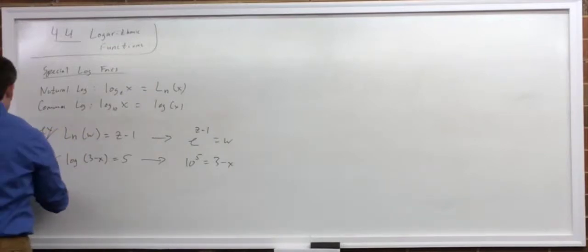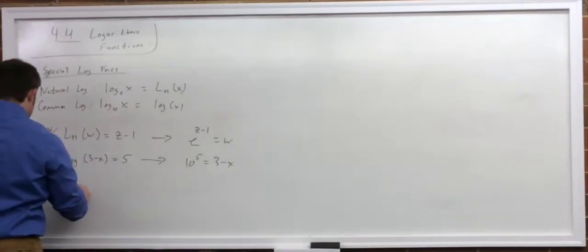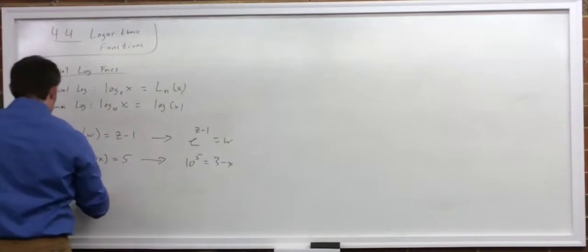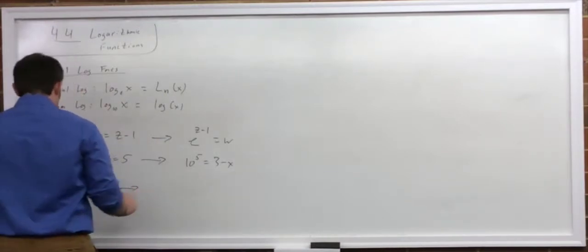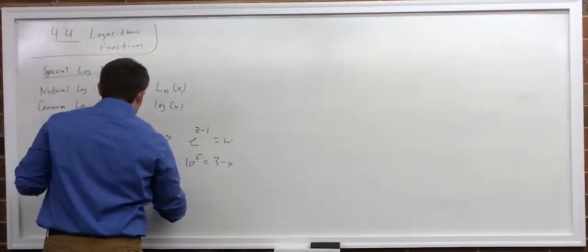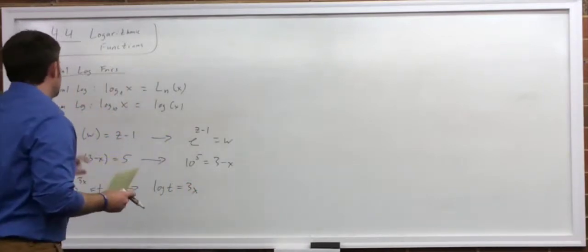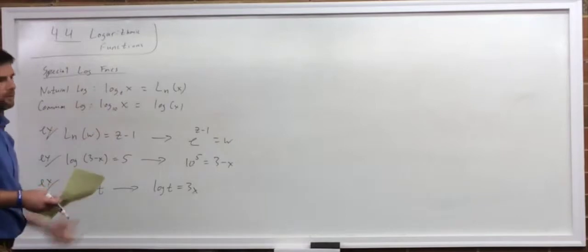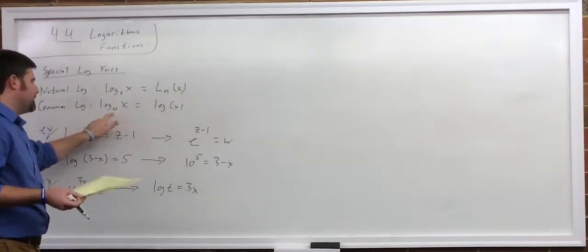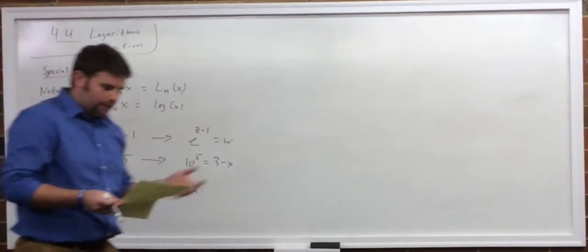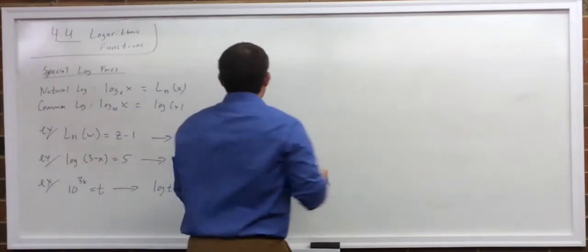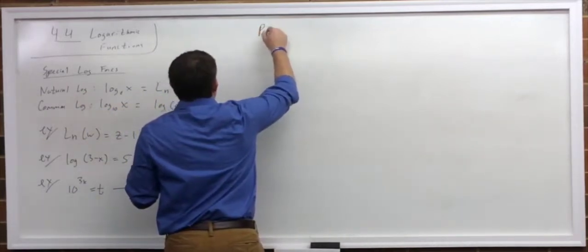And going the opposite direction, if you had 10 to the 3x equals t, we could rewrite that as log t equals 3x. So these are the most common ones you'll see. You can see other bases, but they call it the common log because it's the most common one you see.